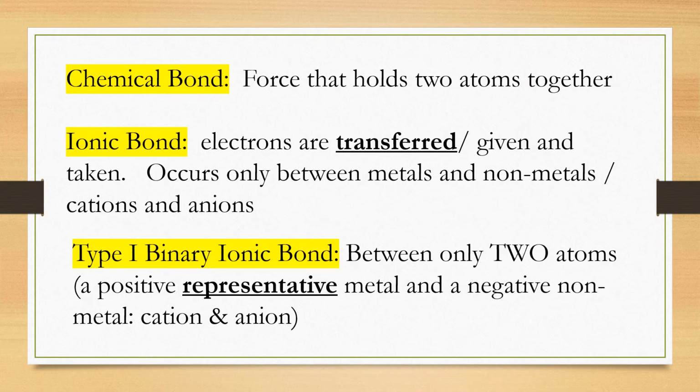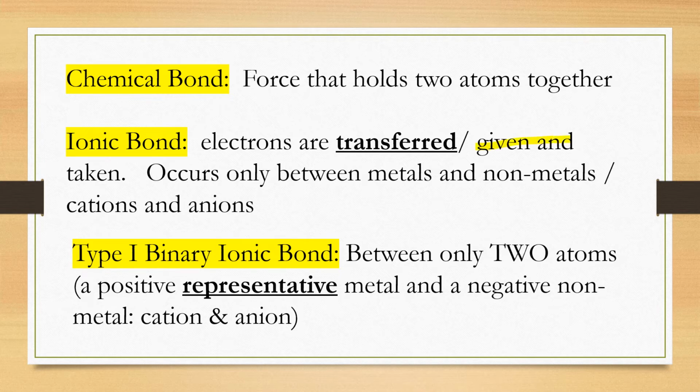So let's talk about a little vocab first. First of all, a chemical bond. There are different types of chemical bonds. It's a force that holds two atoms together. We'll be talking about different types, such as ionic and covalent bonding. Those are two types. There's also metallic bonding that we're not going to talk about. But an ionic bond is a type of chemical bond. An ionic bond is a bond in which electrons are transferred. That means that they are given or taken.